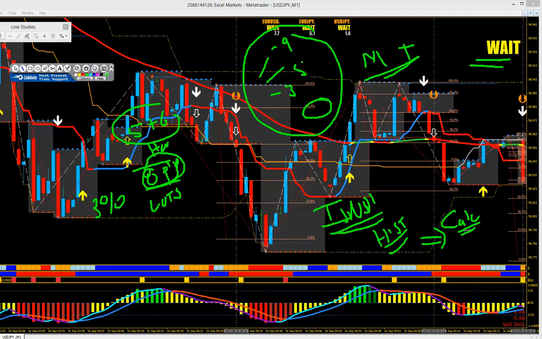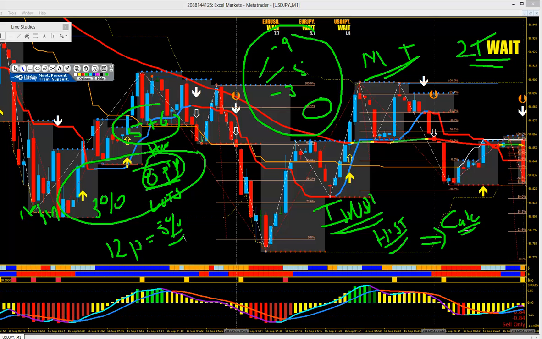So again, all Zone Trader does is give us an edge. That's all it does. So back to my money management. For me, 12 pips is 5%, and that's what my daily goal is, 5%. Is my 12 pips hard and fast? No, it's not.